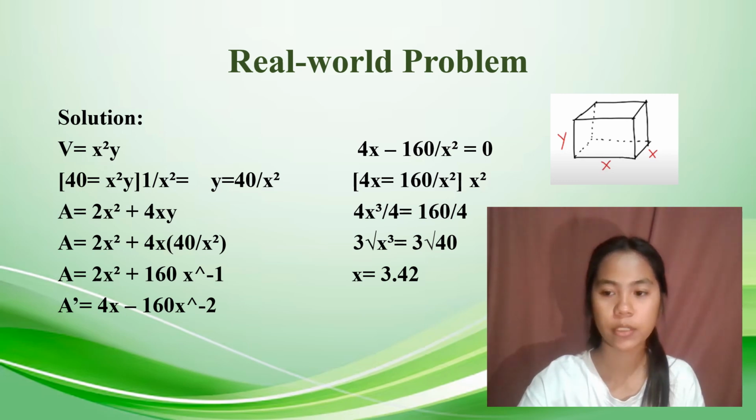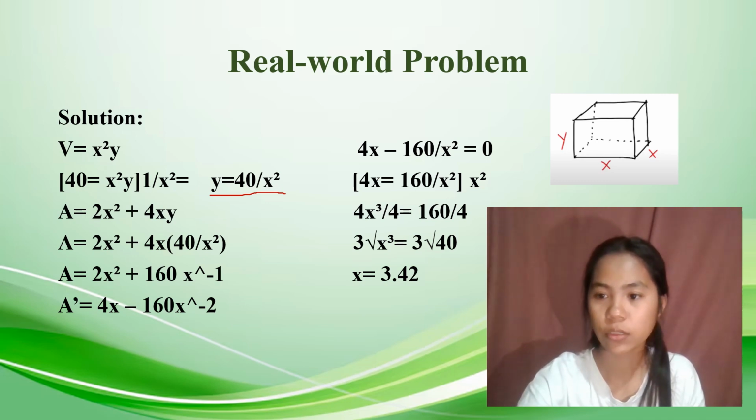So in our problem statement, we are given a volume, so we're supposed to be using the formula of volume, which is length times width times height. But in our case, our problem states that a package box has a square base, so our volume formula became x squared times y. According to the given problem, the volume of the package box is 40 cubic feet. So we'll just replace the volume with its value, which is 40, and then multiply it by 1 over x squared in order for us to get the value of y.